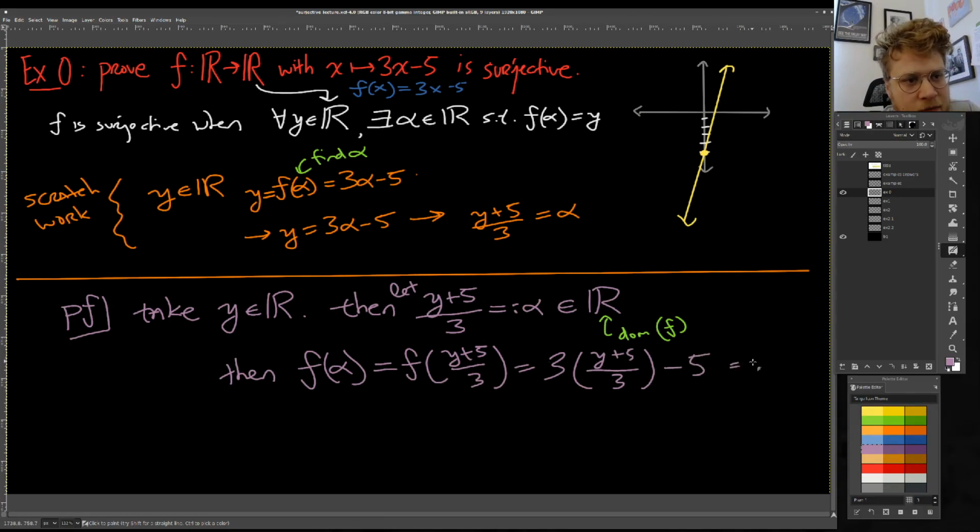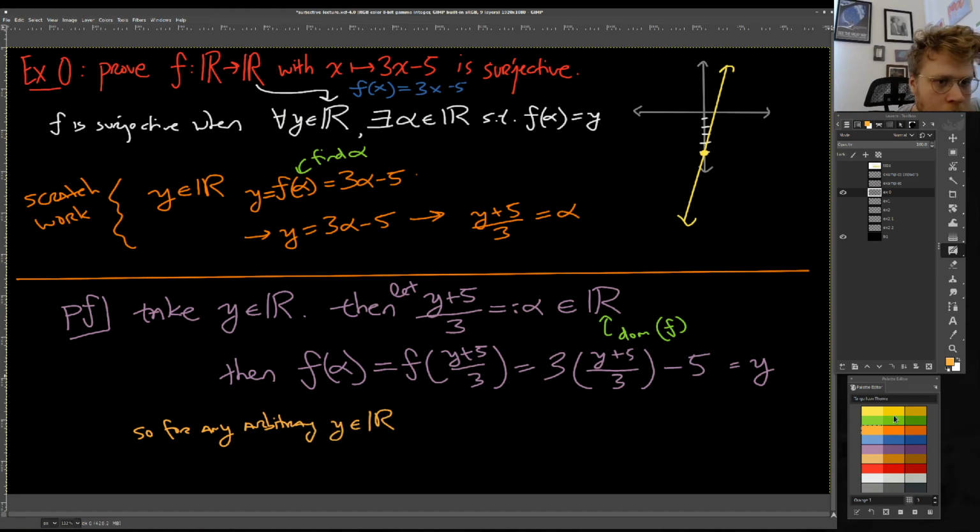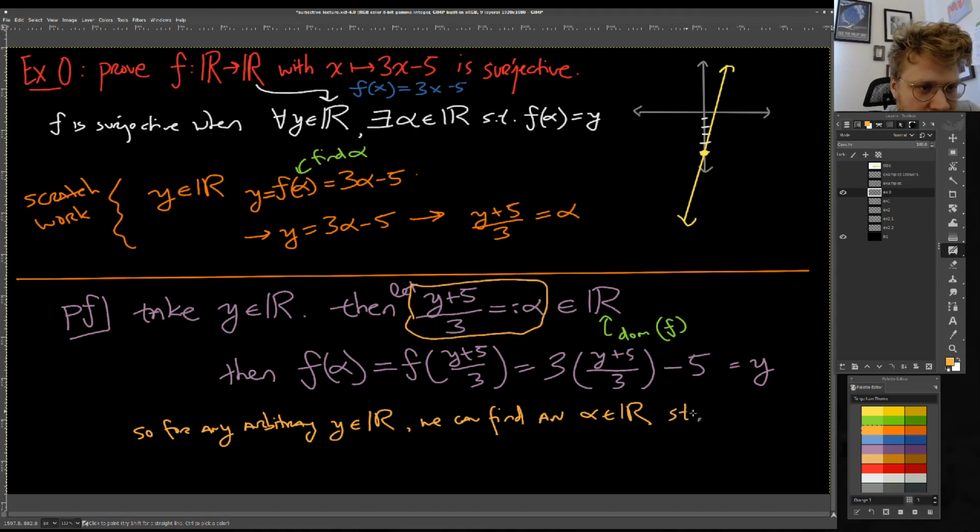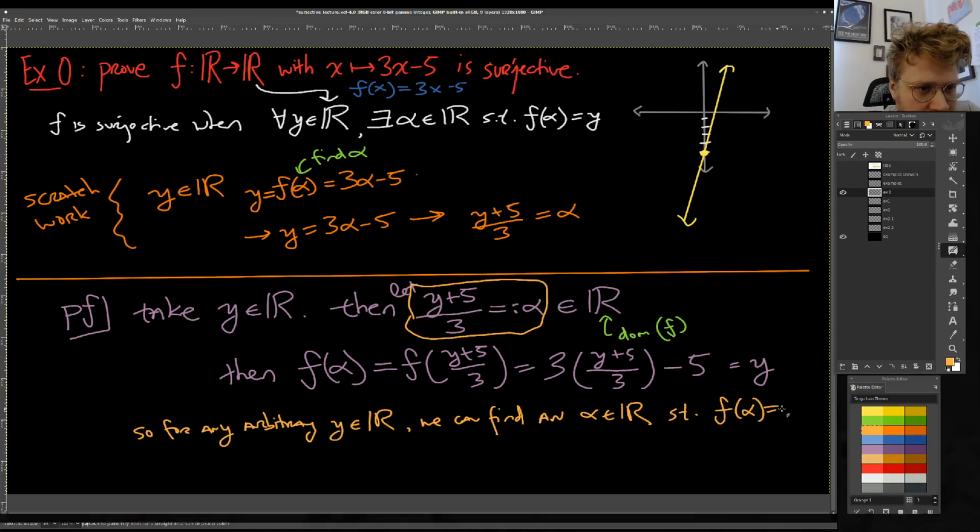And then obviously. Again, because it's our very first proof, maybe we want to just summarize here. We are actually already done. So for any arbitrary y, we can find an alpha given by this rule such that f of alpha equals y.